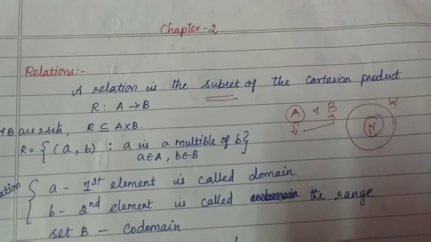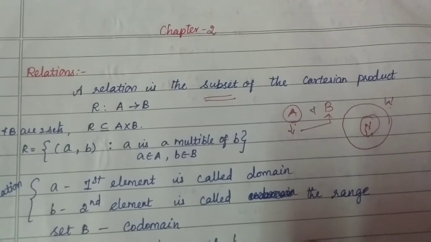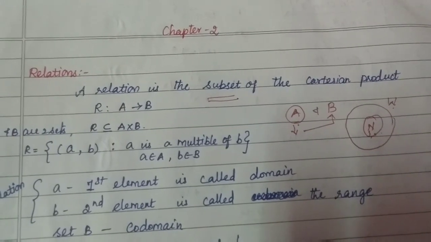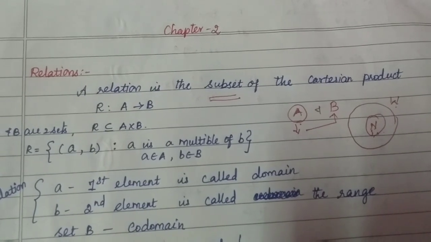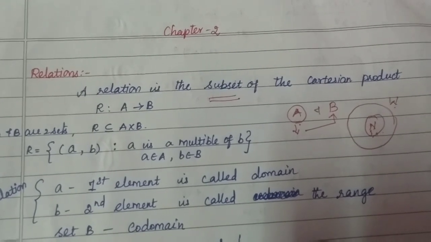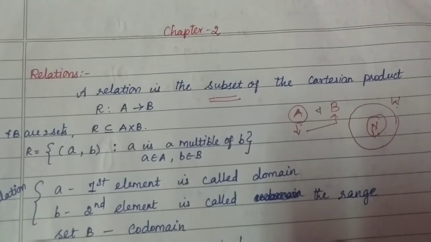Good morning, my dear students. In the last class we saw what the Cartesian product is. The Cartesian product is the set of all ordered pairs from the set A to the set B, and it is represented by A cross B. That cross is a symbol like multiplication. And now let us see what a relation is.